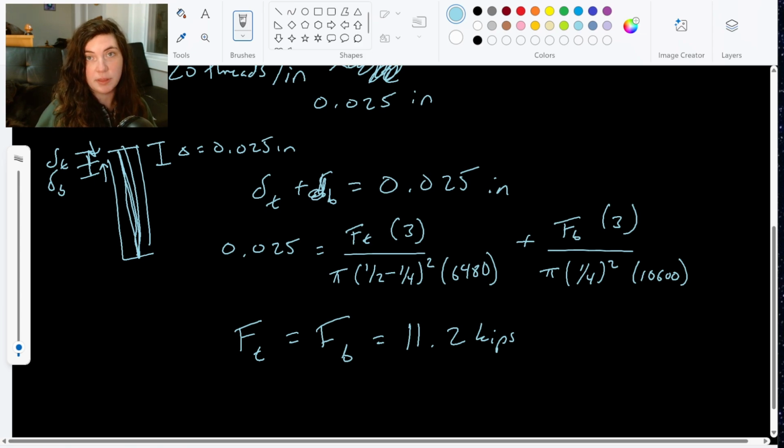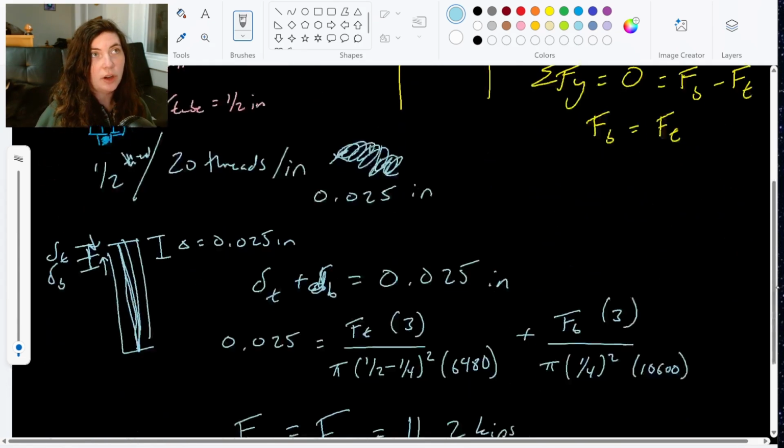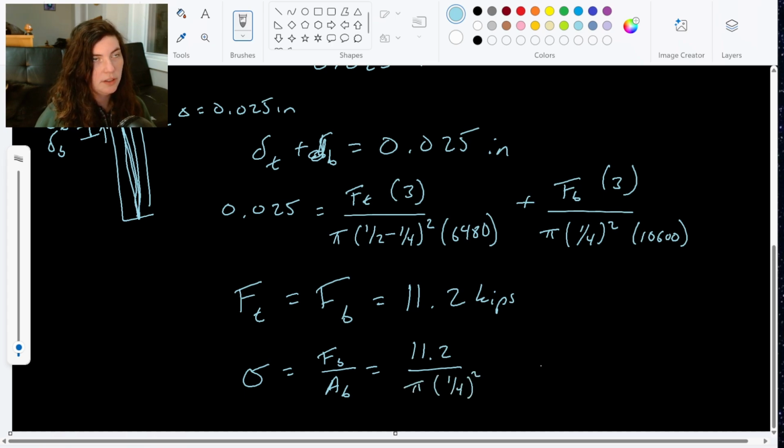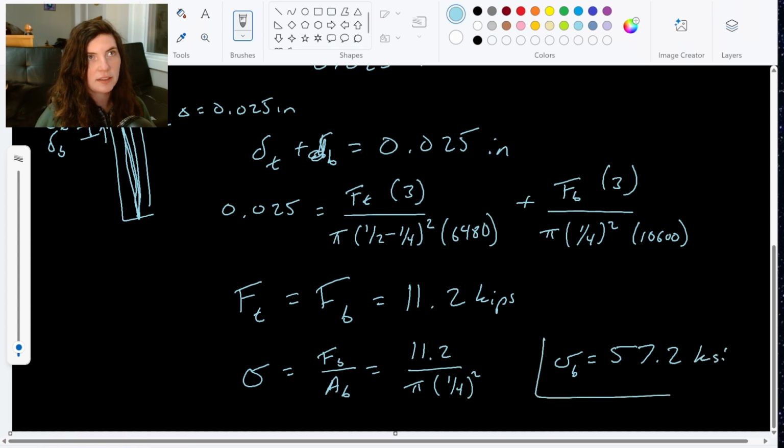Now remember not to stop there, right? We found the force of the bolt and the force of the tube, but it asked us for the stress in the bolt. So now we know how much force it's producing from being tightened down by 1/2 turn. So we can do our stress is the force of the bolt over area of the bolt. And that is going to be 11.2 over pi times 1/4 squared. So that gives us that the stress in the bolt is 57.2 KSI.